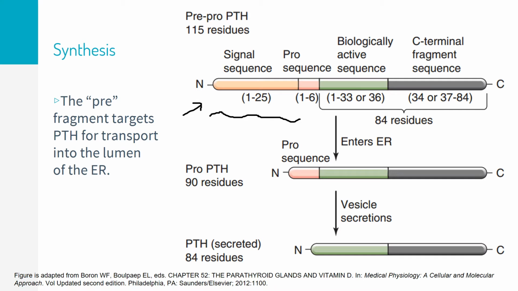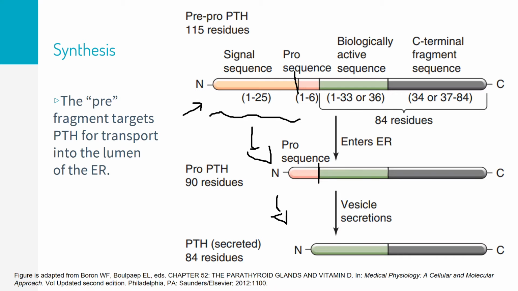There, in the lumen, this signal sequence is cleaved, producing the pro-parathyroid hormone. Then this pro-parathyroid hormone is transported into the Golgi complex, or the Golgi apparatus. There, the pro sequence is cleaved, and this produces the mature or intact parathyroid hormone. This intact parathyroid hormone is then stored in vesicles, or secretory granules.